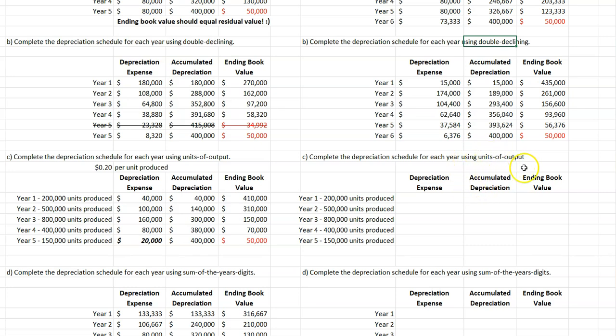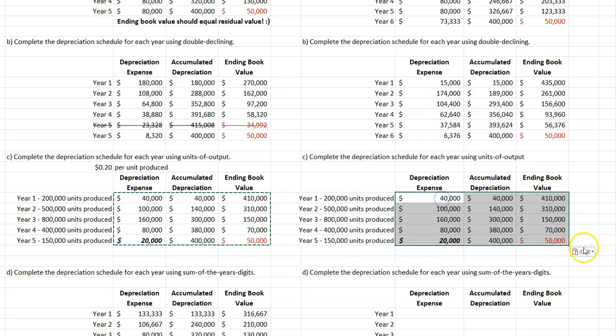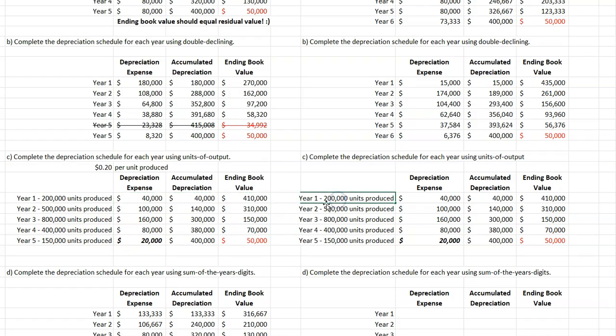Now for the units of output method. The beautiful thing about this one is it's based on units of output, so they don't care that you purchased it in the last month of the year. The one thing that I will point out, and I've had a lot of students point out, is is it really realistic that they produced 200,000 units in the last month of the year? And I had some people say, well, they were just excited to get the new machinery and they produced a lot during the last month. Okay, I'm not an auditor, so we'll go ahead and move on from there.